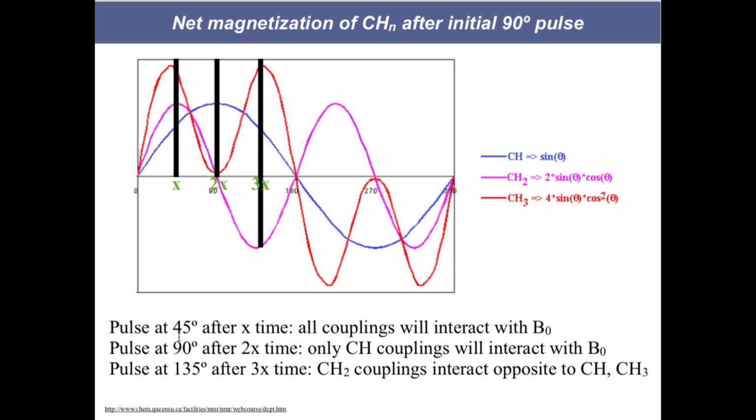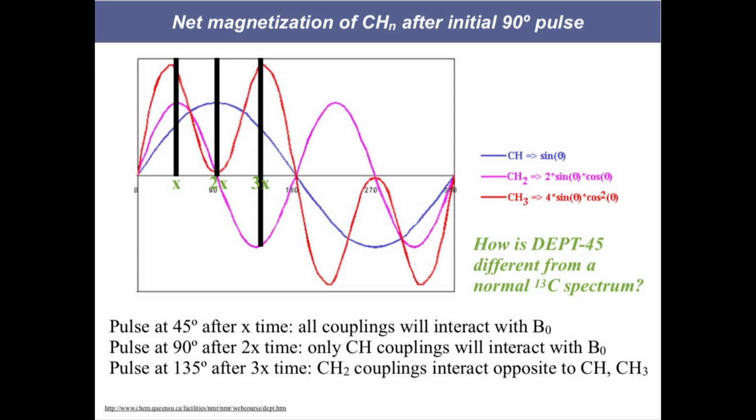If we pulse at 90 degrees after 2x amount of time, we will only see our CH couplings. And if we pulse at 135 degrees after 3x amount of time, we will only see our CH2s in the opposite direction of our CHs and our CH3s. So that probably sounds pretty complicated. Let me show you how we can use this to determine what a spectrum tells us about a structure.